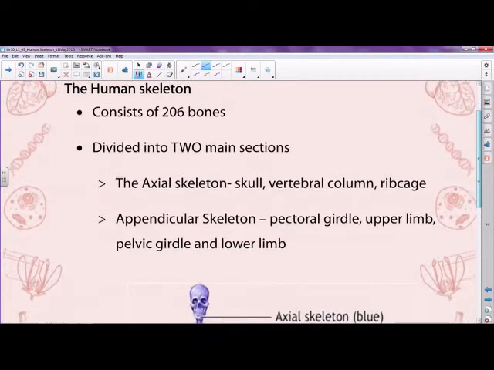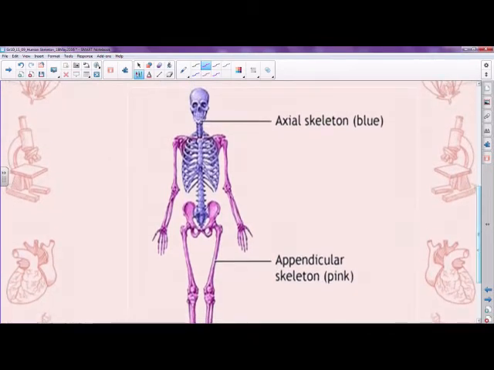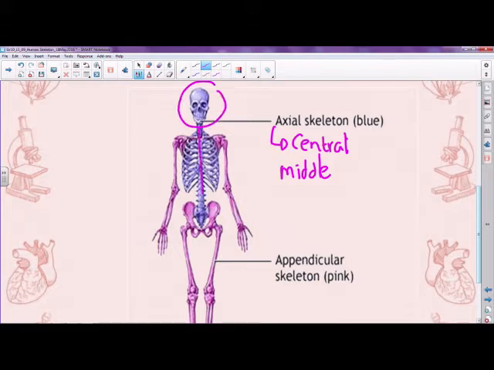Now, when we look at the skeleton, I want you to notice we divide it into two sections. Have a look at this diagram, but also have a look at the word that we use. When we look at the skeleton, there is a central part. Now, axial means central. So if I look at this blue section, what do I see here? That central also means middle. If I draw a circle around there and I draw a line straight there, I've pinpointed the middle of the body. So the first part of our skeleton, which we're going to look at, is called our axial.